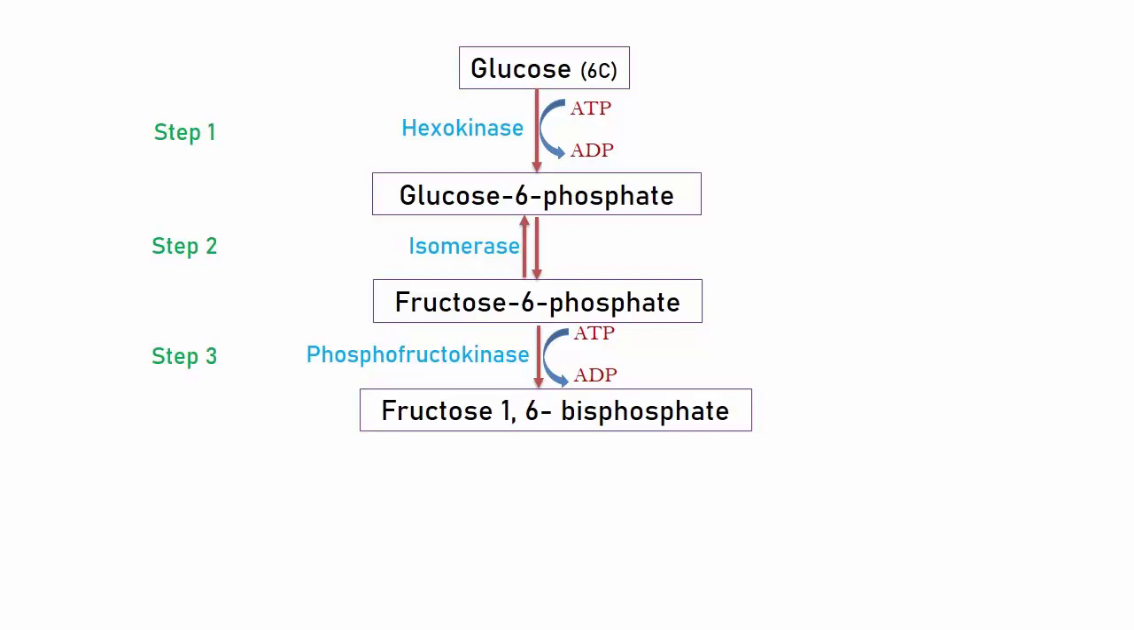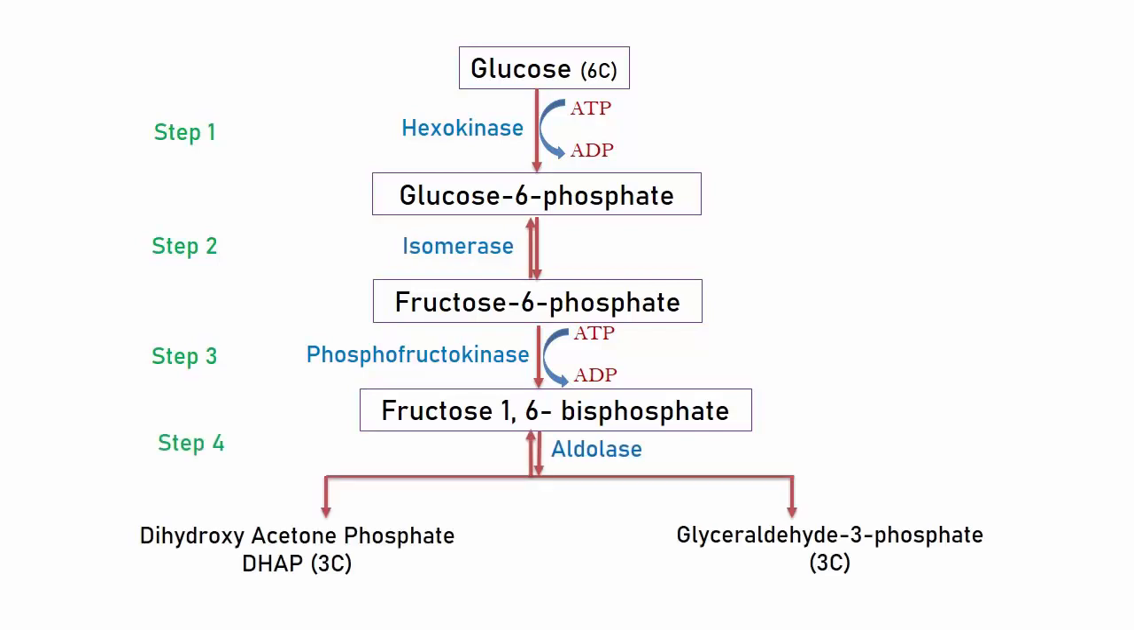In this step, there is addition of one phosphate group at the first carbon of fructose. The kinase enzyme transfers a phosphate group from ATP to fructose 6-phosphate and ATP is converted into ADP.